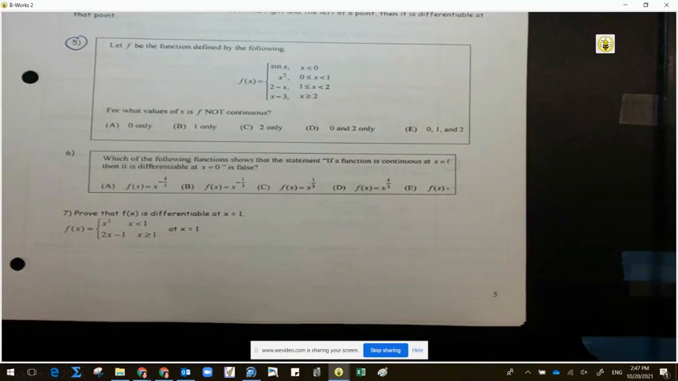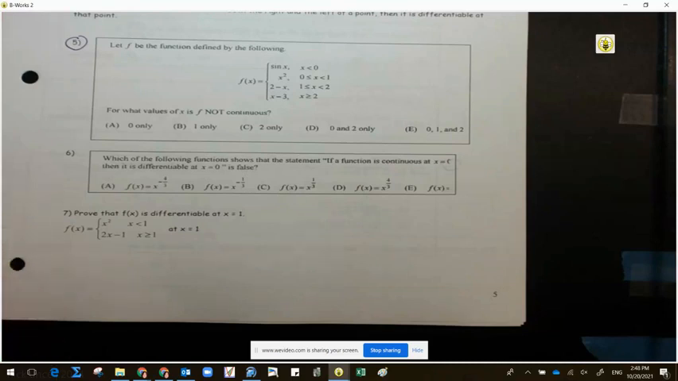f of x is equal to sine of x, x is less than 0; x squared, 0 is less than or equal to x, which is less than 1; 2 minus x, 1 is less than or equal to x, which is less than 2; x minus 3, x is greater than or equal to 2. For what values of x is f not continuous? A, 0 only; B, 1 only; C, 2 only; D, 0, 2 only; E, 0, 1, and 2.